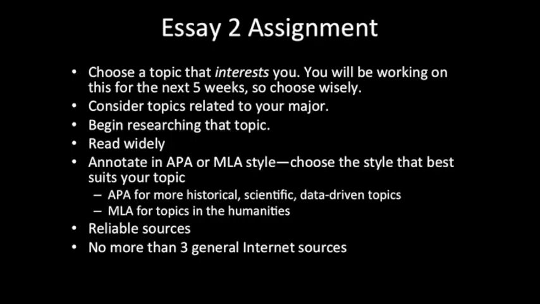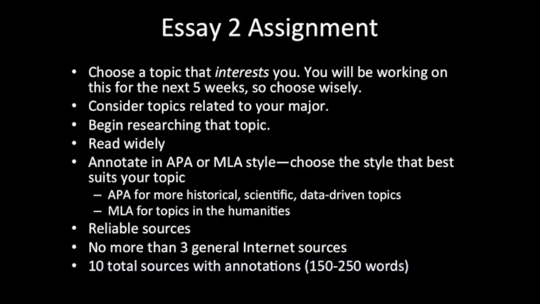And what I mean by general internet sources is basic stuff that you can just find on the internet. Obviously, I don't want any Wikipedia. I don't want you just citing personal blogs unless you're writing about blogging. But there are good sources on the internet. The .govs and things like that generally can have some good information. But primarily, I want your sources to come from the library. 10 total sources. Each of those sources will have an annotation of 150 to 250 words. Right, so that's basic stuff.